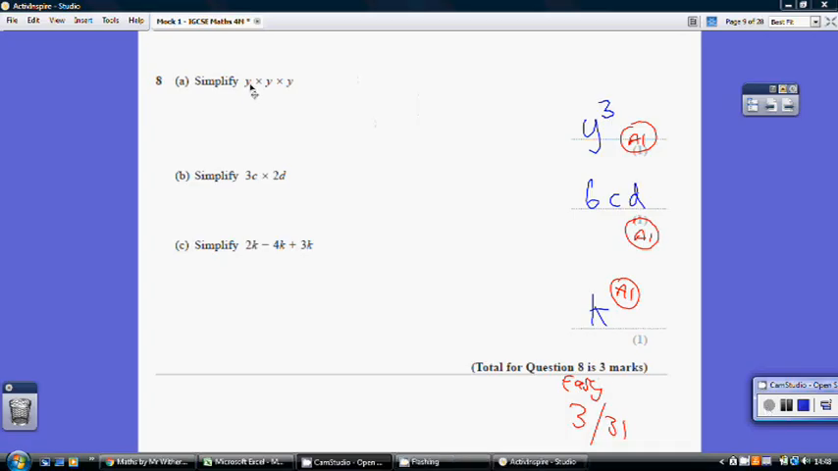Question 8. So y times y times y is y cubed. 3 times c times 2 times d. Well, 2 3s are 6. 6 times c times d is 6cd.